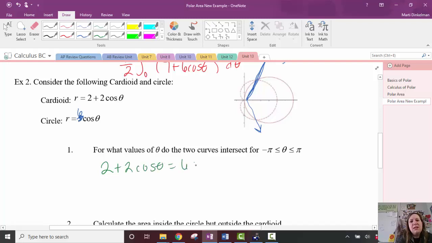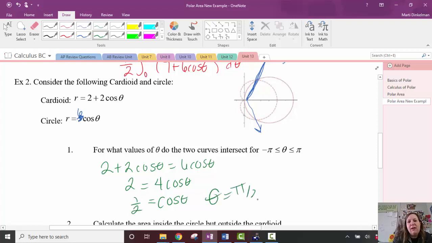Okay, so those set equal to each other. And so 2 equals 4 cosine theta. So cosine is a half at pi over 3. And then if I think about all students taking calculus, the other spot where cosine is positive is down in that next quadrant. So in this case, they're wanting me to call it negative pi over 3.